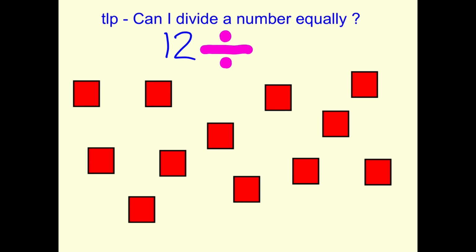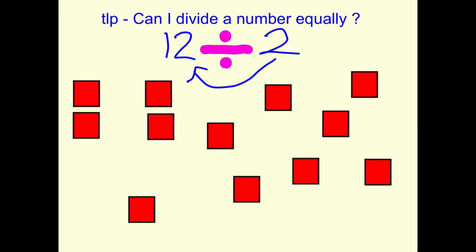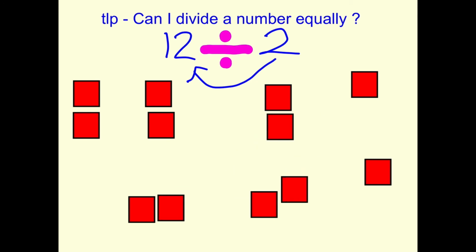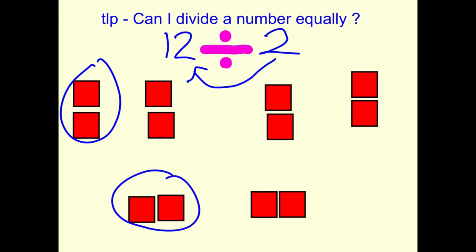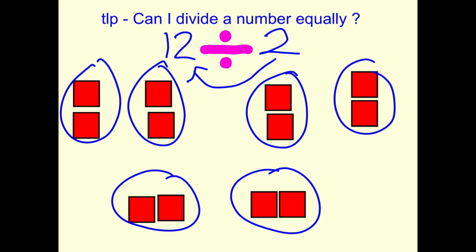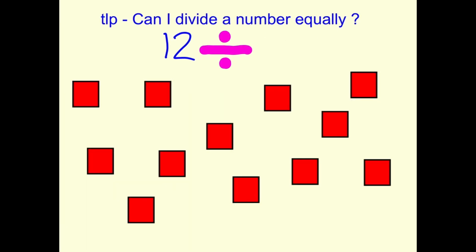So that's like saying how many 2s, how many of this number are in this number. And with your counters, you can put them in 2s and see how many 2s you get. So move them, so it's easier when you can move things. So how many groups of 2 have I got there? I've got 1, 2, 3, 4, 5, 6. So 12 divided into 2s is 6. There are 6 2s.